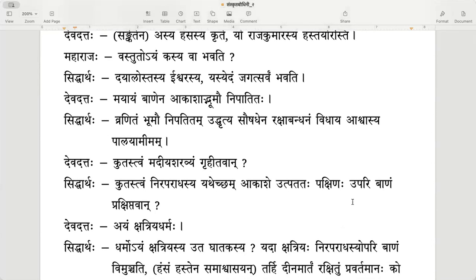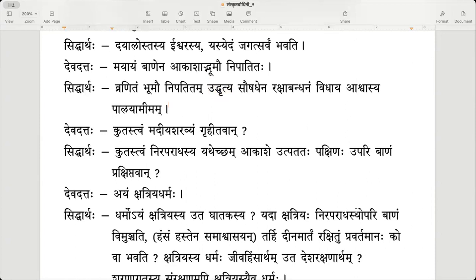Vranitam bhumau nipatitam udhritya, saushadhena rakshabandhanam vidhaya ashwasya palayami imam. So I am nourishing this one which had fallen to the earth wounded. Vranitam is wounded, nipatitam fallen, udhritya having taken it, from ut plus dharati. Having raised this wounded swan which had fallen to the earth, and having placed a band-aid on it along with medicine, and having consoled it, I am protecting it.